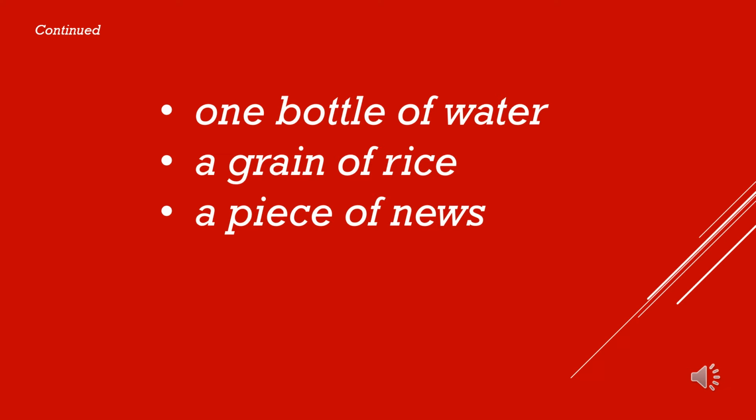Let us understand with examples. Students, we will say one bottle of water. We can't say one water. It's wrong. Next, a grain of rice. We will say a grain of rice. We can't say one rice. Next, a piece of news. We will say a piece of news. We can't say one news. Is it clear, students?